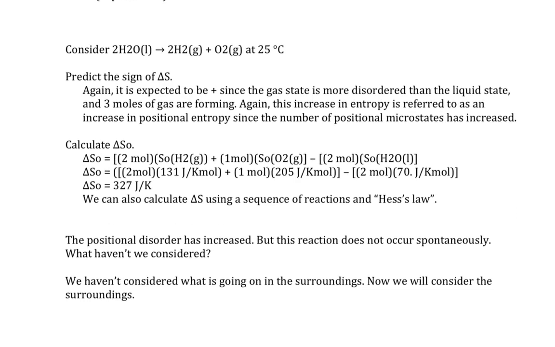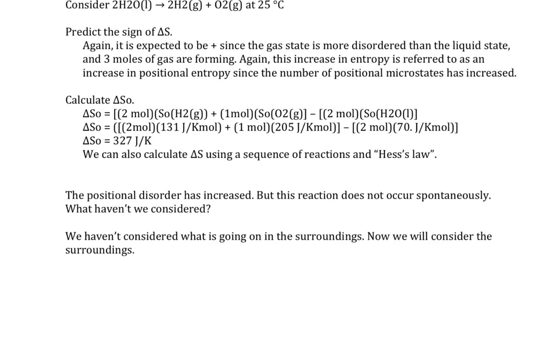Alrighty, now we will consider liquid water forming H2 gas plus O2 gas, and we will consider this at 25 degrees Celsius. So now predict the sign. What do you think? Going from a liquid to 3 moles of gas, we would predict the delta S to be positive. The volume has increased greatly. There are more unhindered degrees of freedom available. Again, it's expected to be positive since the gas state is more disordered than the liquid state, and 3 moles of gas are forming. Again, this increase in entropy is referred to as an increase in positional entropy since the number of positional microstates has increased. So next we will calculate the delta S naught.